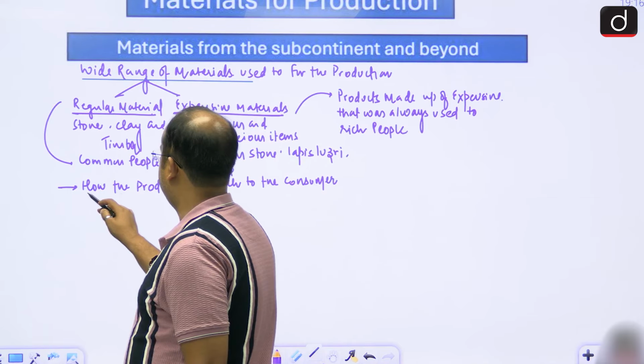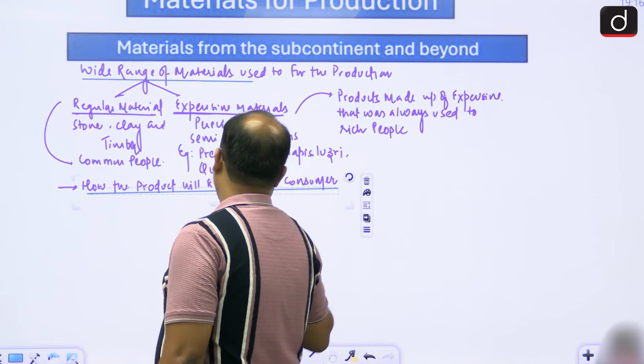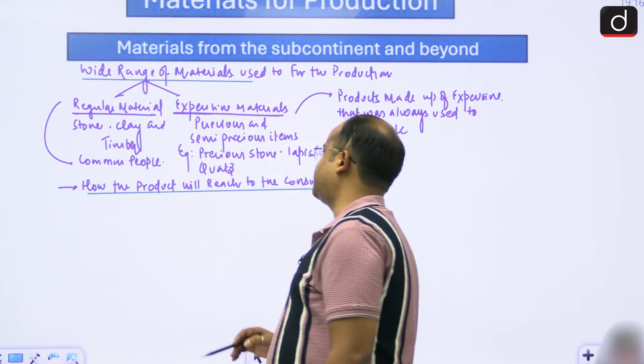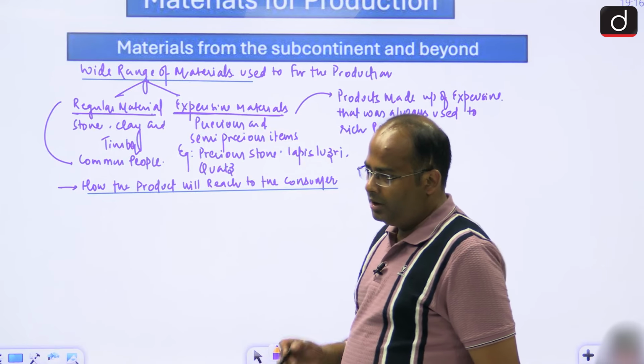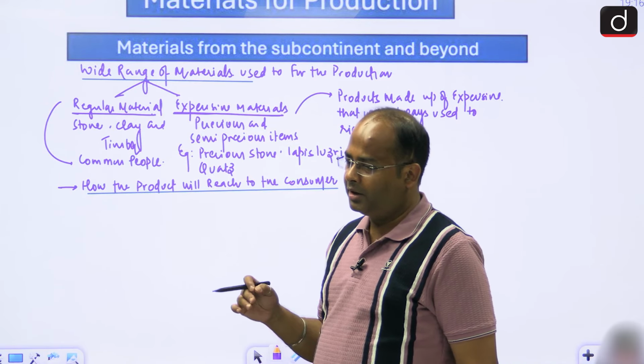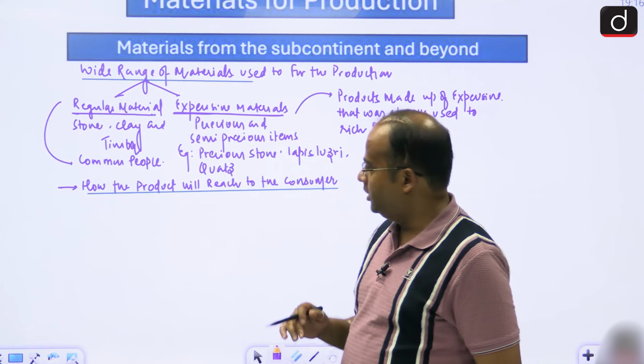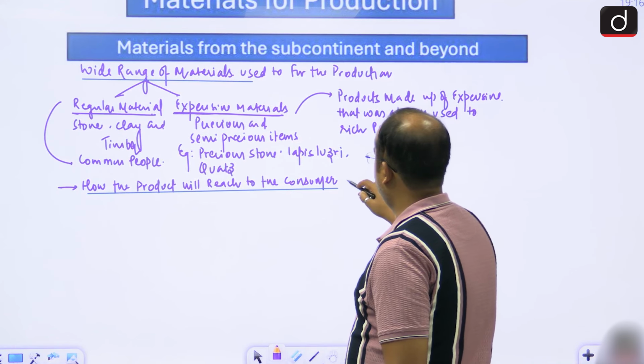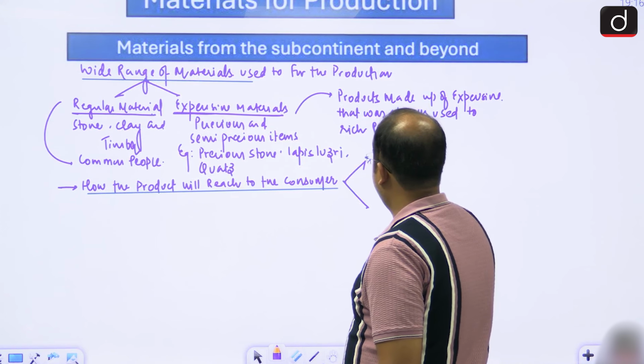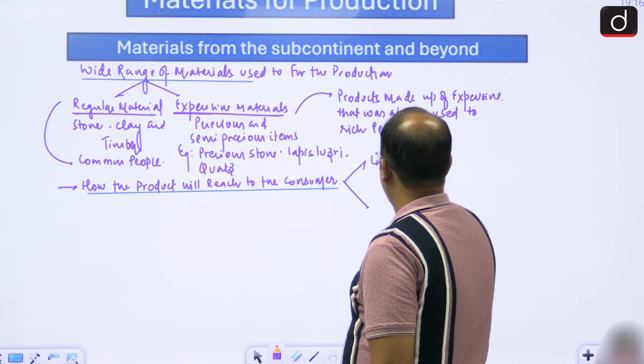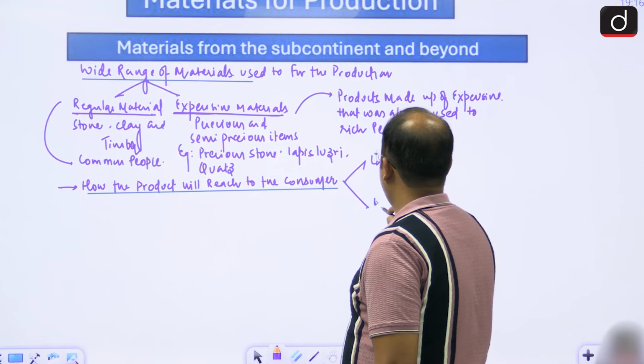How will the product reach the consumer? अब कंज्यूमर के पास ये प्रोडक्ट पहुंचेगा तो पहुंचेगा कैसे? Now definitely we will find कि how this has to be reached. Now guys, this can be reached through two methods. One is through the land route and one is through the water route.